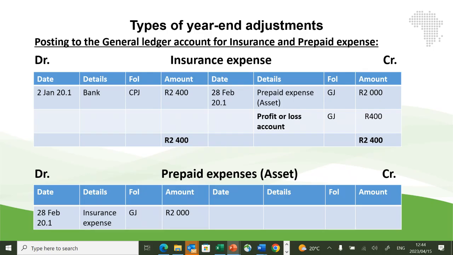But remember that before you prepare financial statements, you need to close off your income and expenses accounts. And where do we close them off to? We close them off to profit or loss account. That's why on income and expenses, you can't have a balance carried down, because we close it off to this account, profit or loss account. So both sides now are equal.